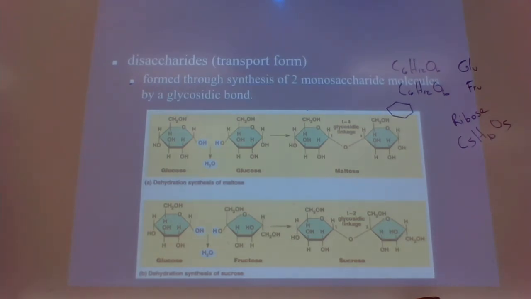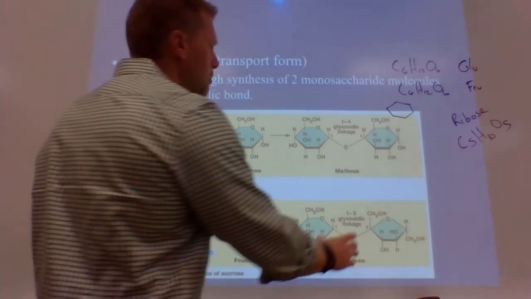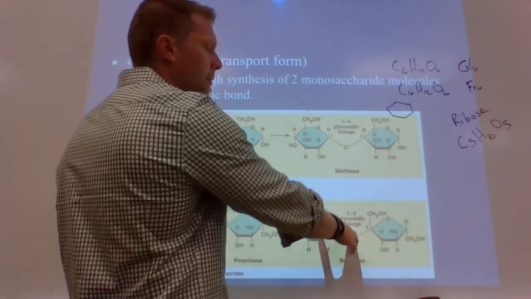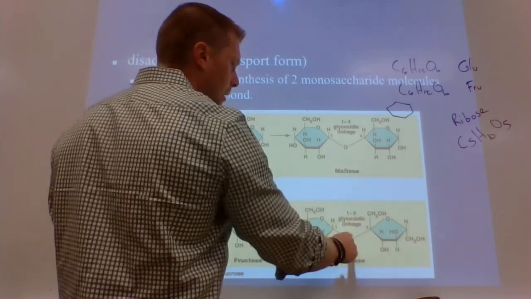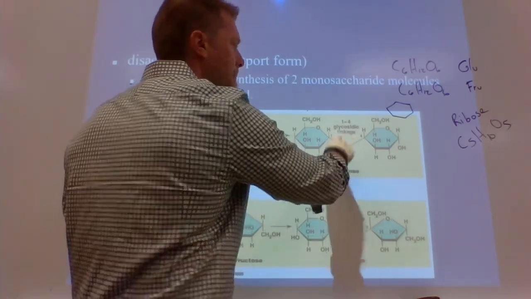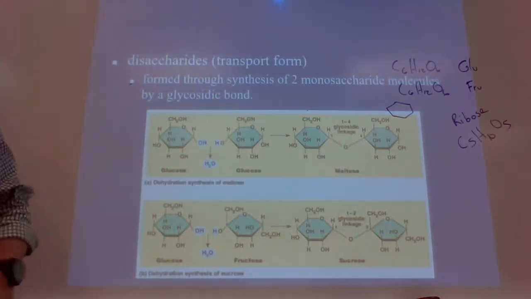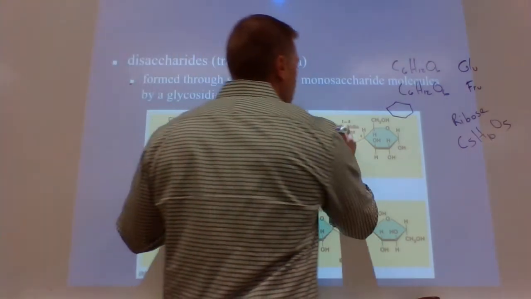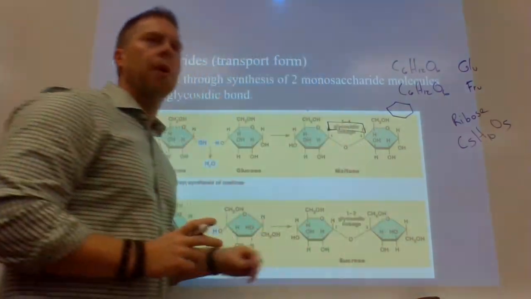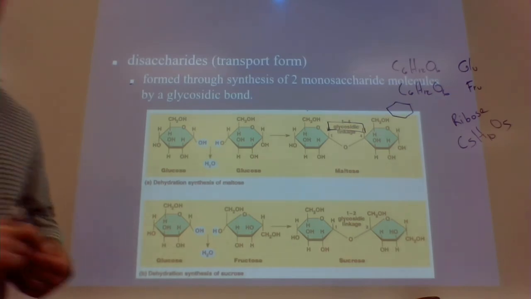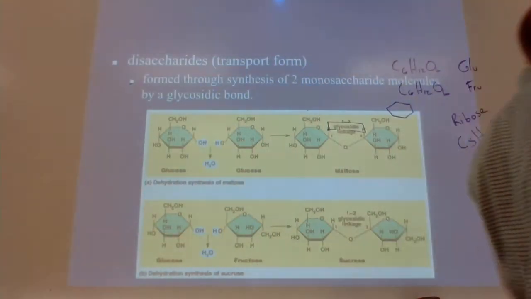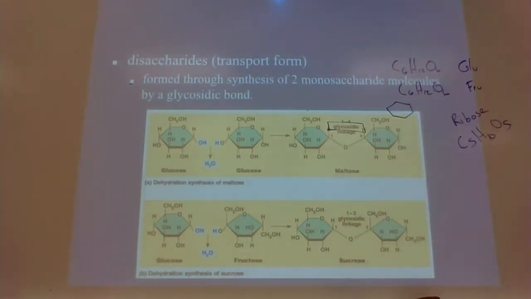Now, when you put two monosaccharides together through dehydration and you make the bond, that bond has a name. It is called a glycosidic bond. You need to know that. So glycosidic bonds exist between monosaccharides. Right? They exist within sugars. Glycosidic bonds.